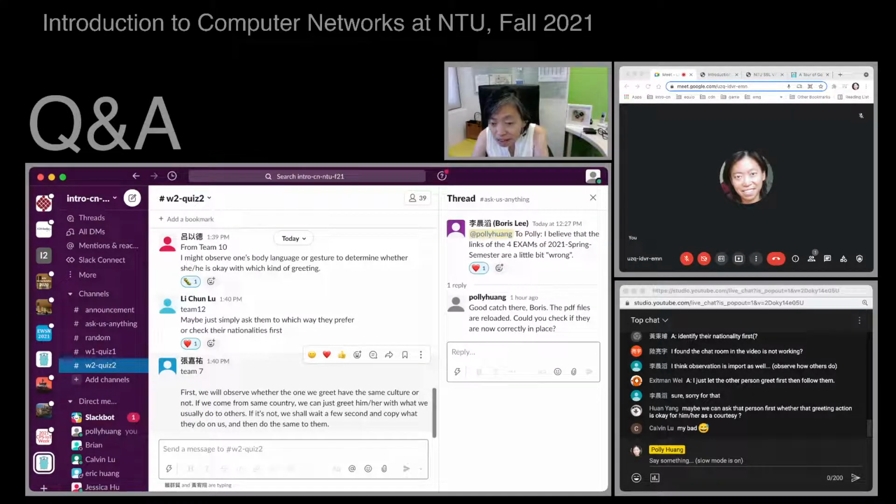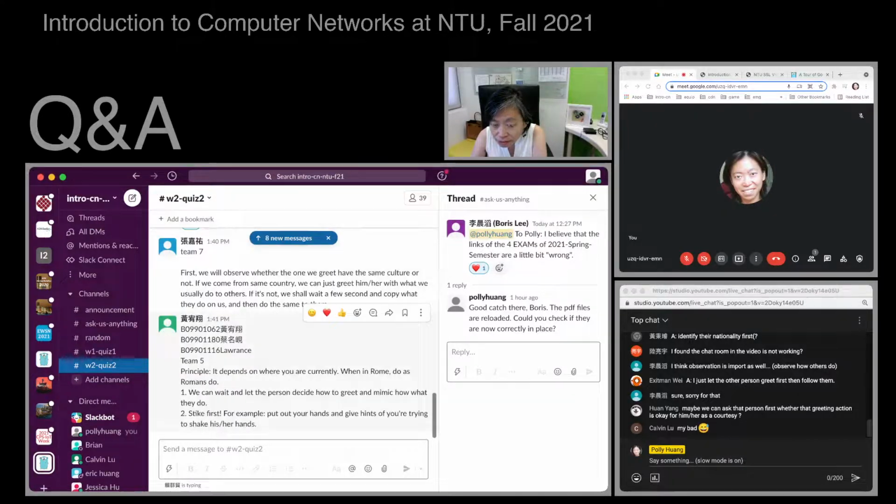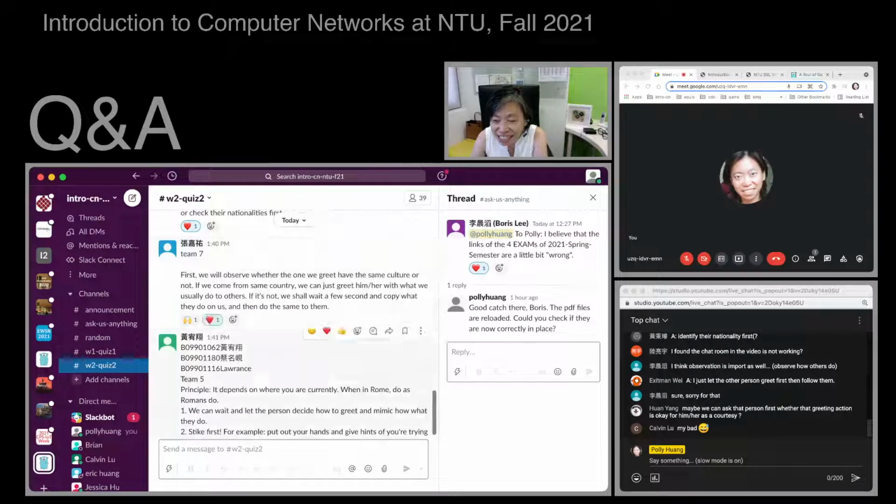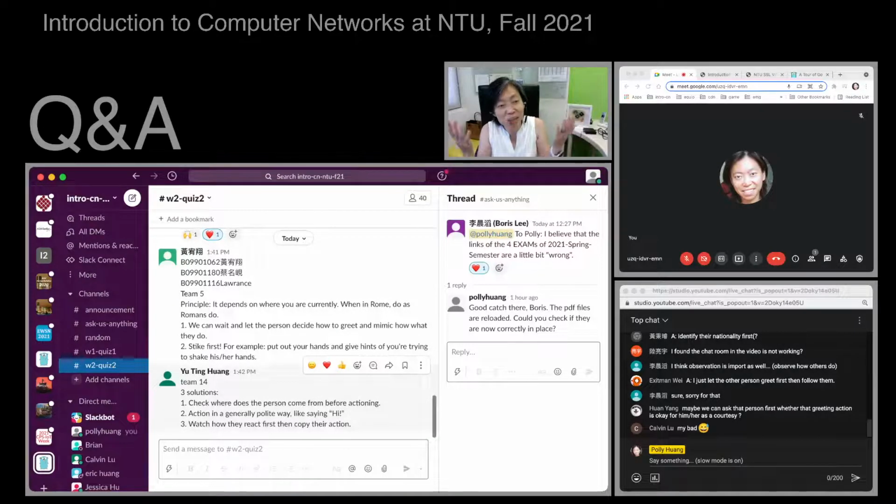Okay, team 7: first, we will observe whether the one we greet has the same culture or not. You can probably tell from how they dress and how they behave. Indeed. Can just greet them with what they usually do to each other. I see what you're saying. If you are in Taipei, then saying hi or waving hands will, with high probability, be polite. So instead of confirming exactly what is the right thing to do, you take a guess, hopefully correct with high probability.